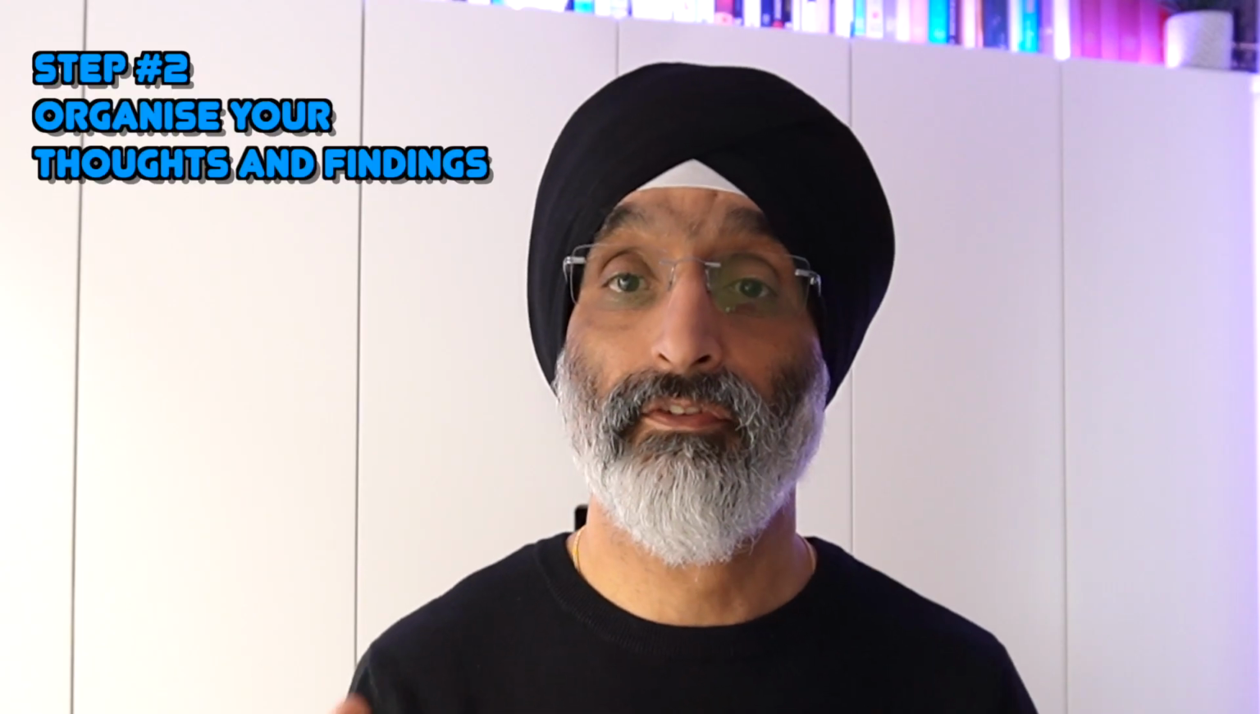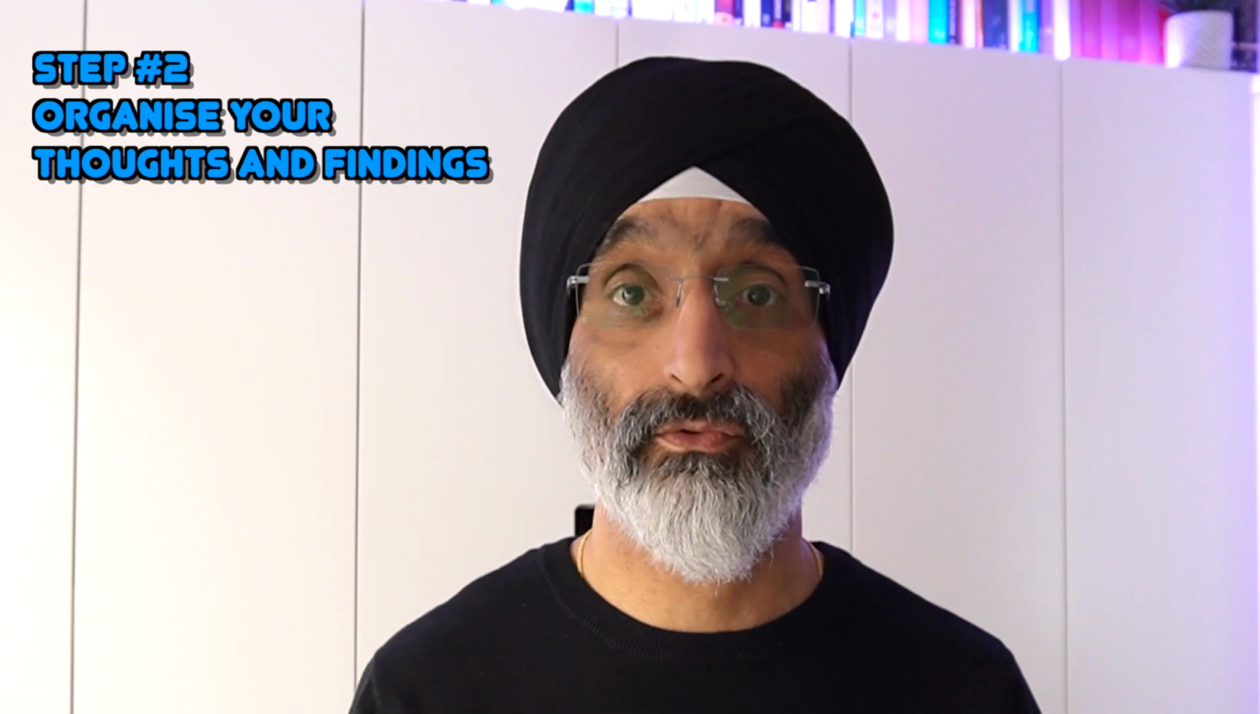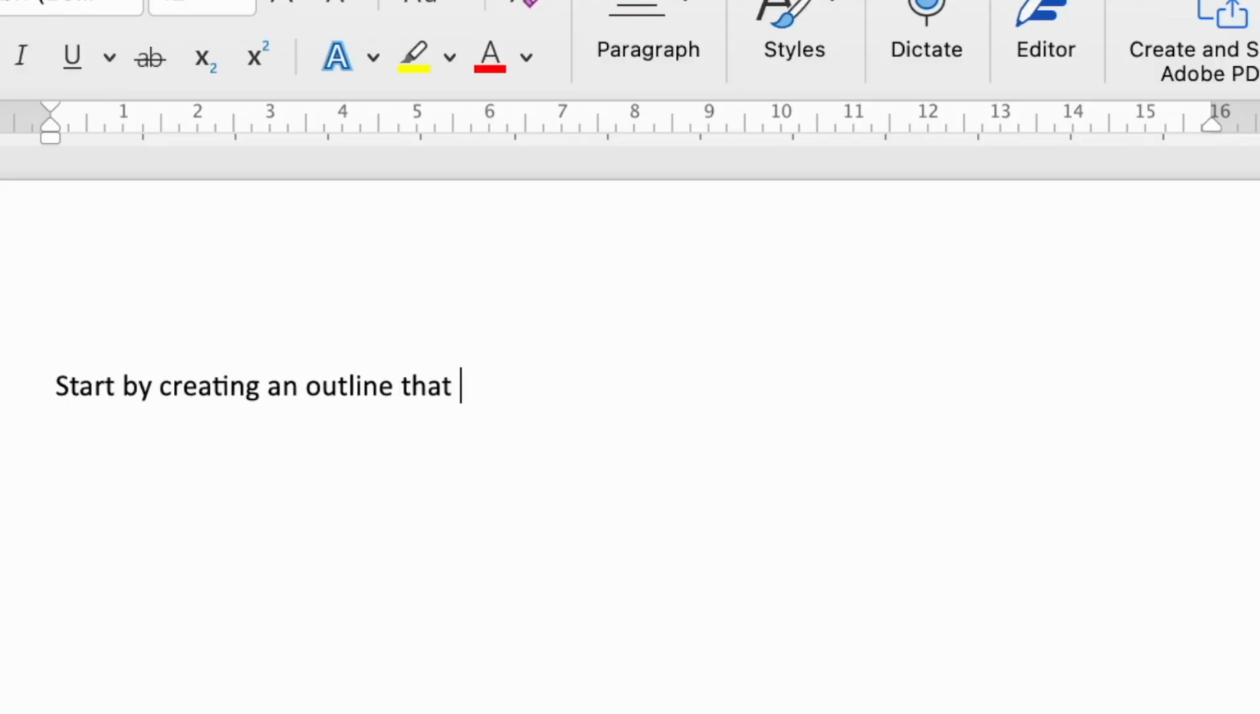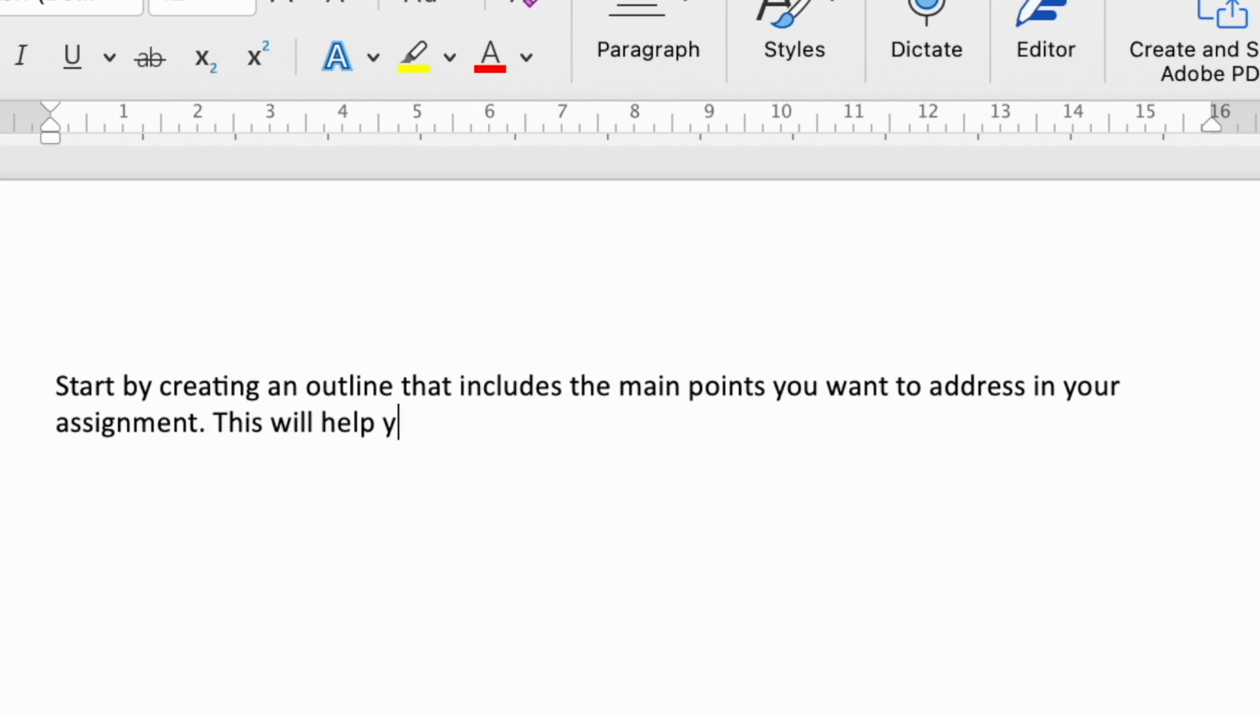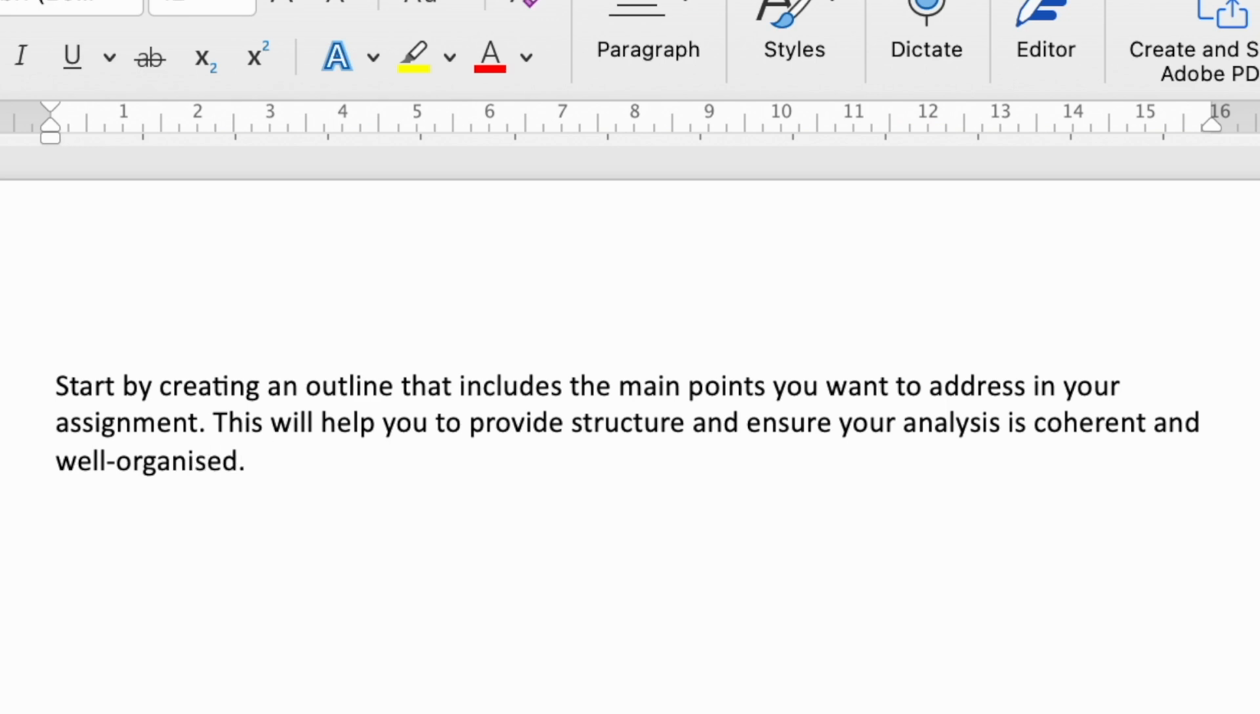Once you've gathered enough information, it's time to organise your thoughts. Start by creating an outline that includes the main points you want to address in your assignment. This will help you to provide structure and ensure your analysis is coherent and well organised.